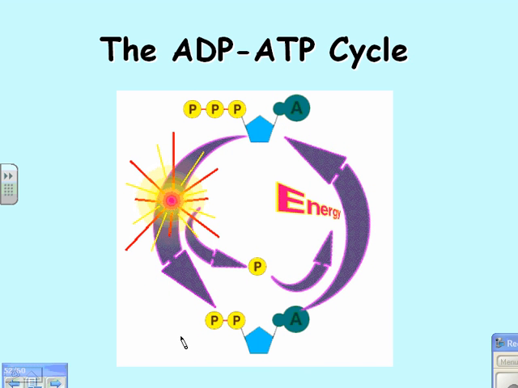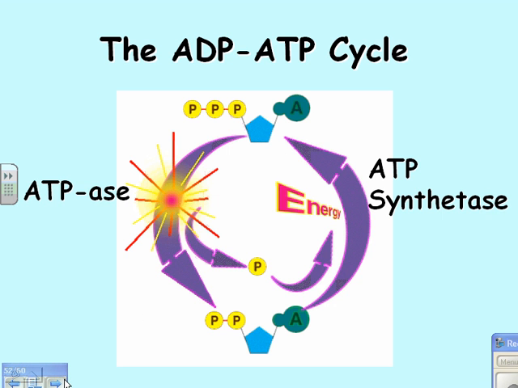And so here's the ADP-ATP cycle. So remember, when you have ATP and you break it down, you use ATPase. And when you put it back together, you're making ATP. So another word for make is synthesize. So that enzyme is ATP synthetase. So if you have this picture in your notes, you want to write in ATPase here and ATP synthetase here. Certainly pause that if you want to.